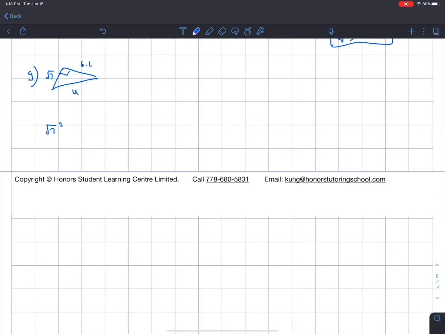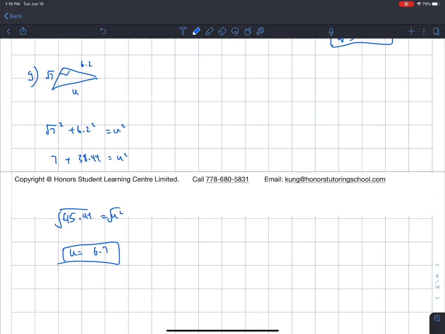We have the square root of 7 squared plus 6.2 squared equals to U squared. So square and square root cancel each other out, we get 7 plus 38.44 equals to u squared. So 45.44 equals to u squared, and then we square root both sides. We get u equals 6.7. H.